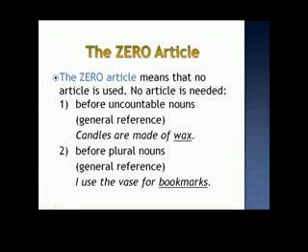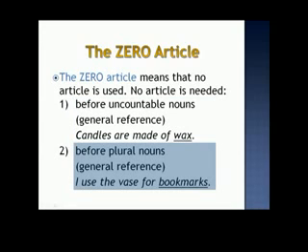By now, I hope you have a better understanding of indefinite and definite articles, but there is a third choice. No article. When a book or teacher talks about the zero article, it means that no article is used. No article is needed before uncountable nouns used to make a general reference. For example, candles are made of wax. Wax is a non-count or uncountable noun. We can't count it. And I'm talking about wax in general. I'm not talking about a specific wax or a particular kind of wax. Candles are made of wax.